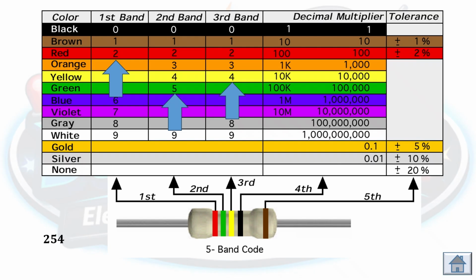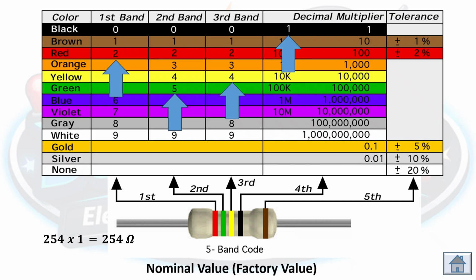The multiplier, which is the fourth color, is black. According to the decimal multiplier column, that's 1. So we multiply 1 by 254, in which case you will also get 254. We now have the nominal value of the resistor, which is 254 ohms.